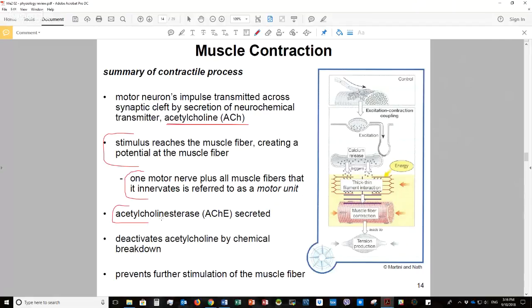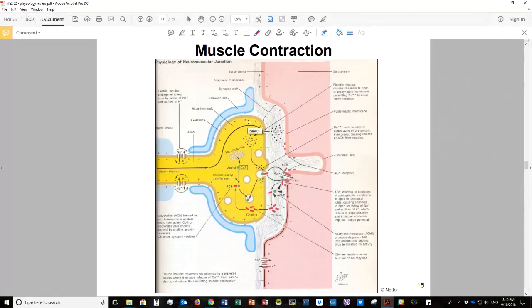It breaks it down, and then it gets recycled and reused. But that process deactivates the acetylcholine and makes sure that you don't overstimulate the muscle. All right, to look at what's going on at this cleft here. So you can see here kind of the depiction of the nerve impulse traveling down the membrane.